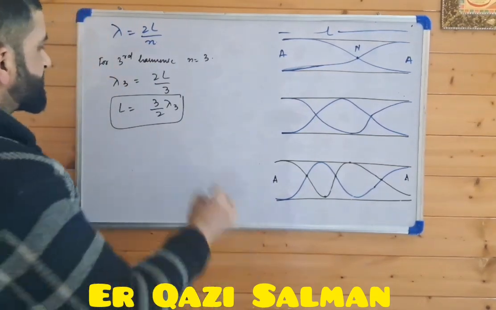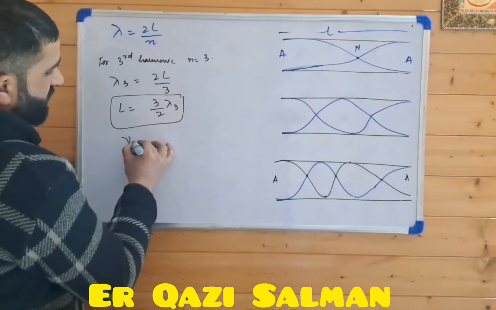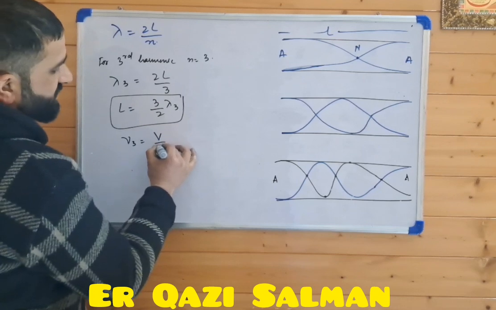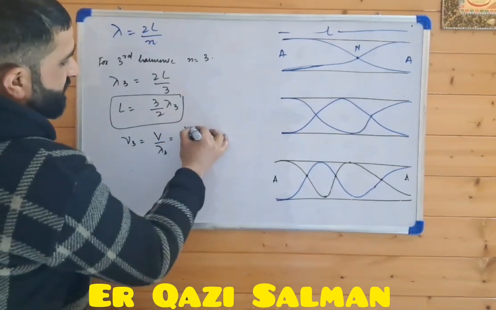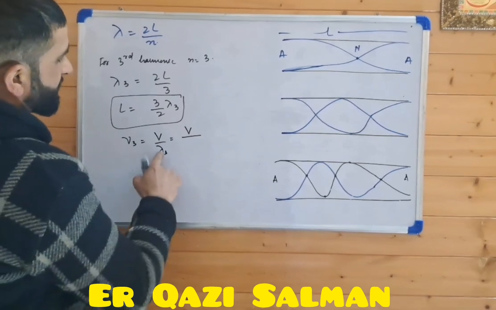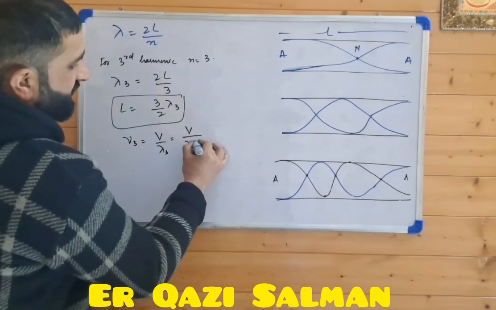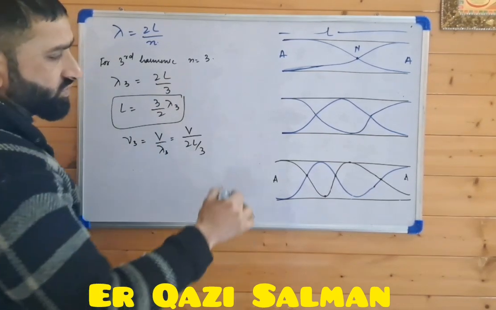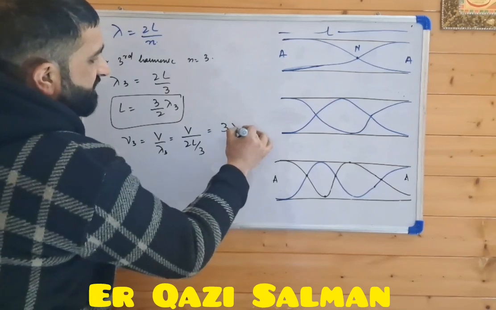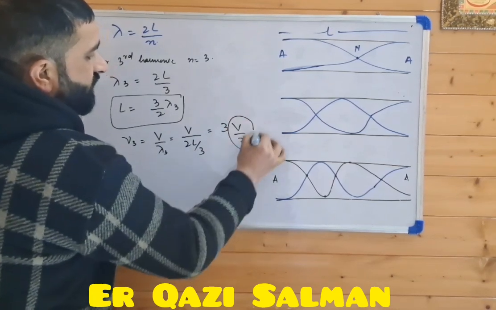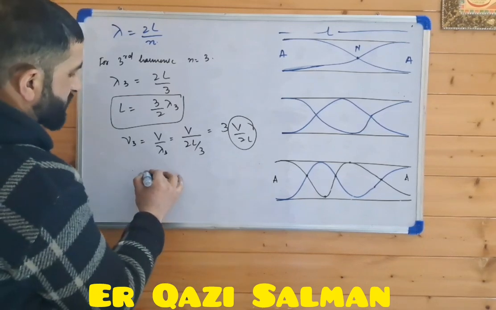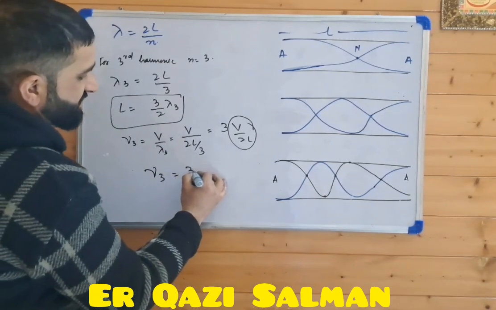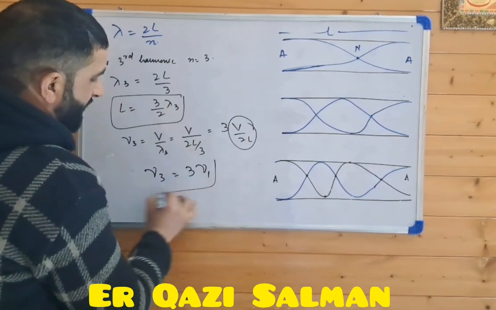Going to the frequency of the third harmonic, nu3 will be equal to velocity divided by the wavelength of that mode, that is lambda 3. That is equal to V divided by lambda 3, which is 2L by 3. This 3 goes up, that becomes 3V divided by 2L. Now we know that V divided by 2L is the frequency of the fundamental mode. So nu3 is equal to 3 times nu1.